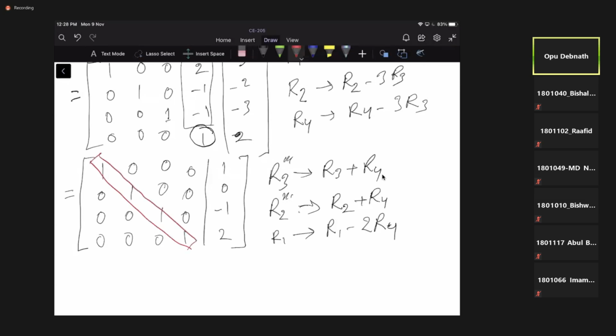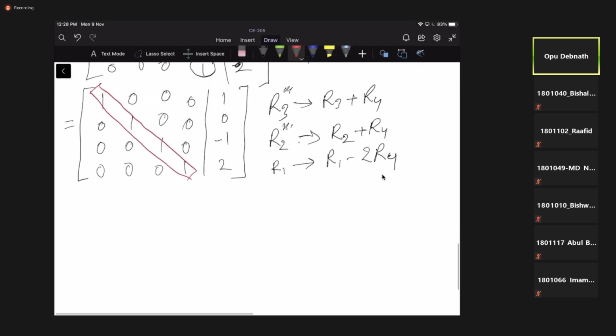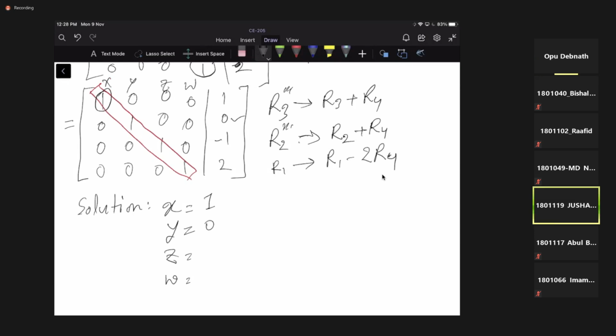This was the target, to make the identity matrix. So what is your required solution? The solution is for x, y, z and w. So first x will be 1, y will be 0, z will be minus 1, and w will be 2. So this is your answer.